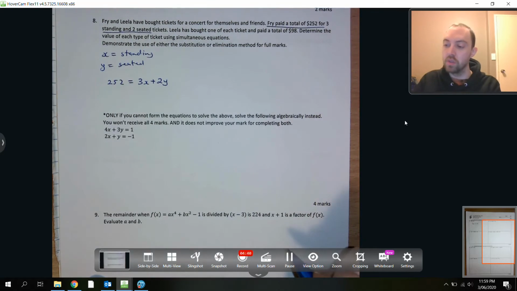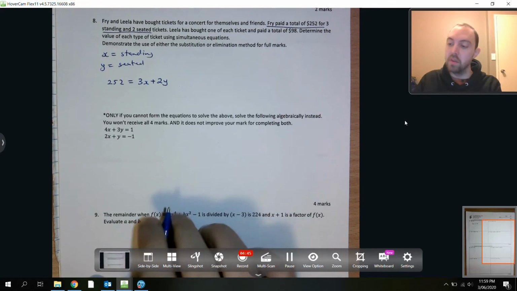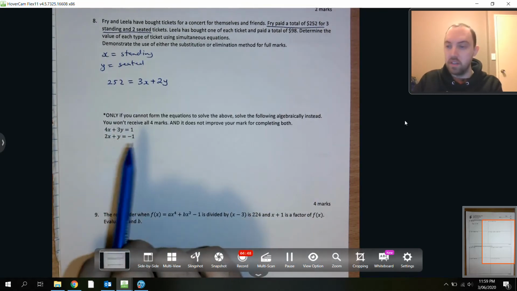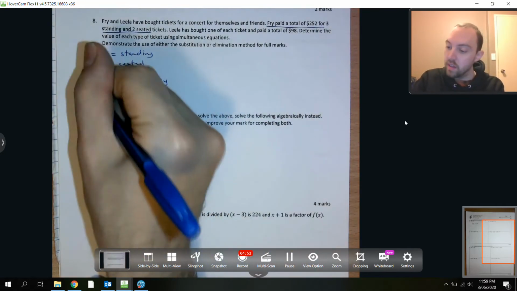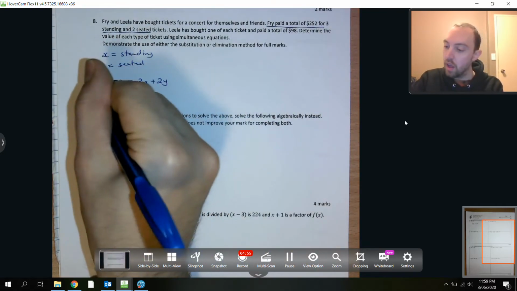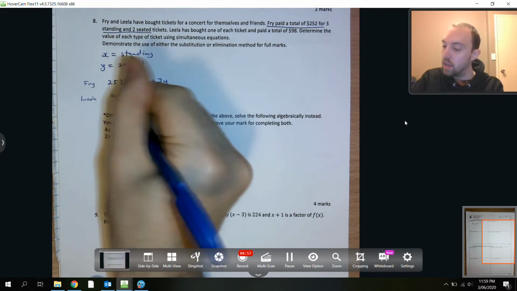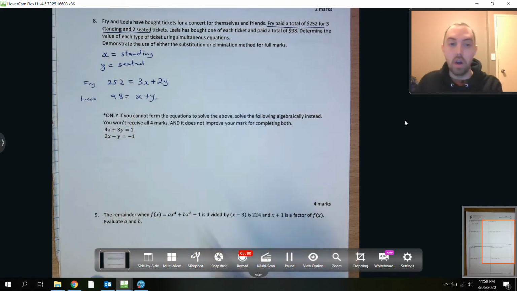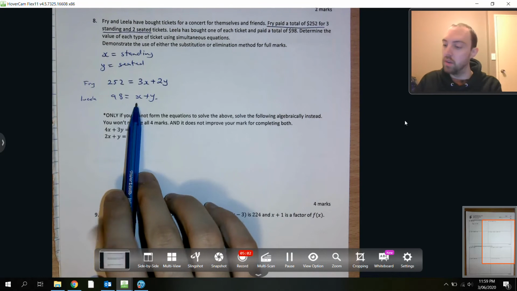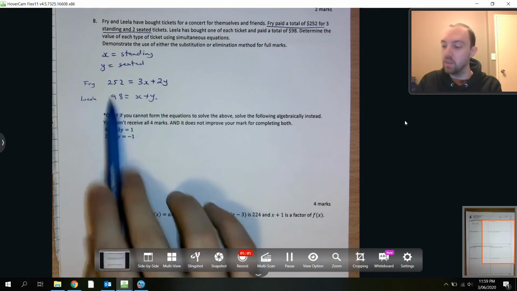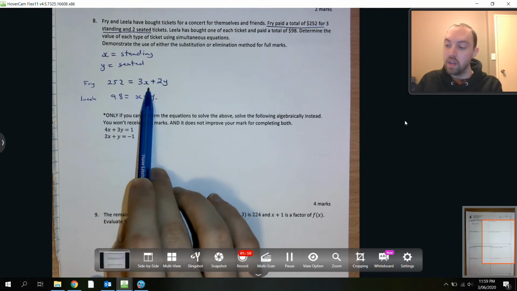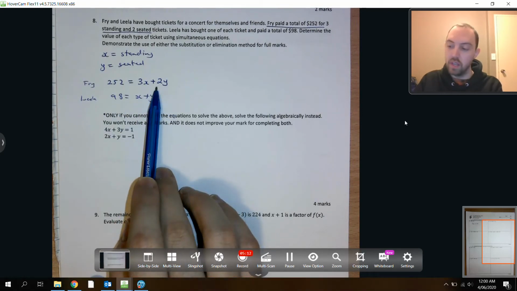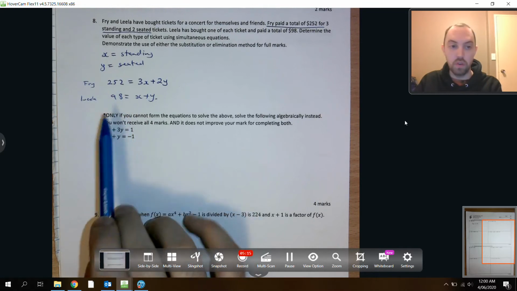Now you can use A and B or K and X. It doesn't matter which 2 letters you use, but X and Y is just kind of the standard, so that's what I tend to use. Leela paid $98 for 1 of each. So you add the cost of one standing and the cost of one seated, and you get a total of 98. One standing, one seated is equal to 98. 3 standing and 2 seated is equal to a total of 252.